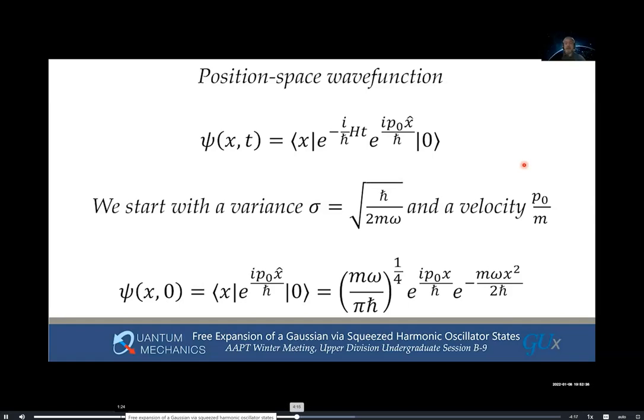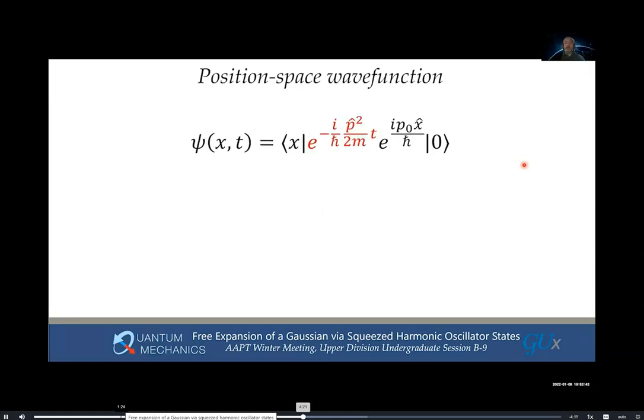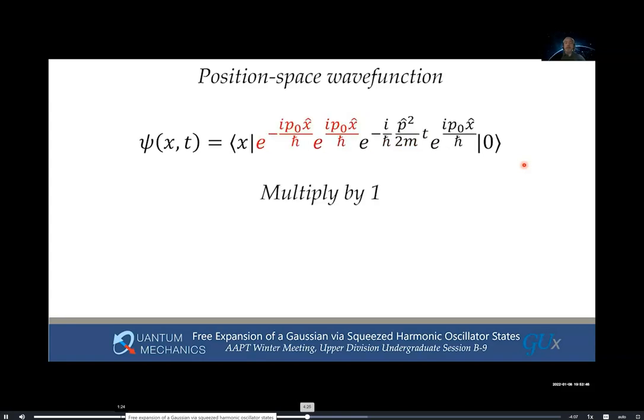I'll be using that later. That's something that would have been covered already in the class if you're doing it this way. So we take our Hamiltonian, replace it by p squared over 2m. And now I'm going to just multiply by 1. You see this is e to the minus iPx, e to the plus iPx, just multiplied by 1.